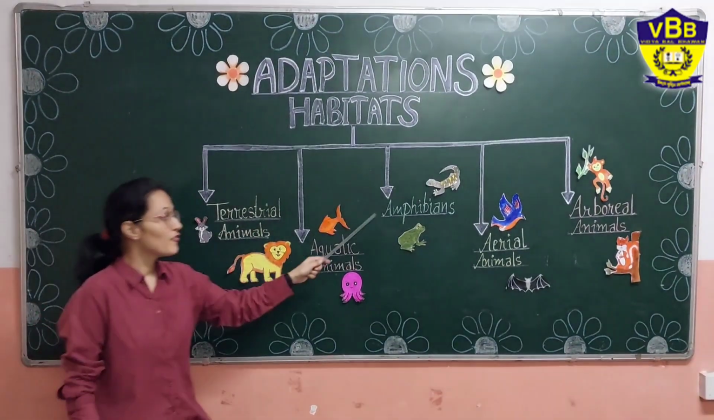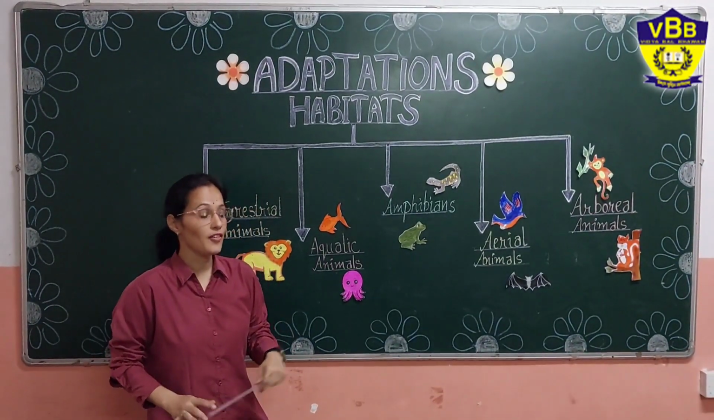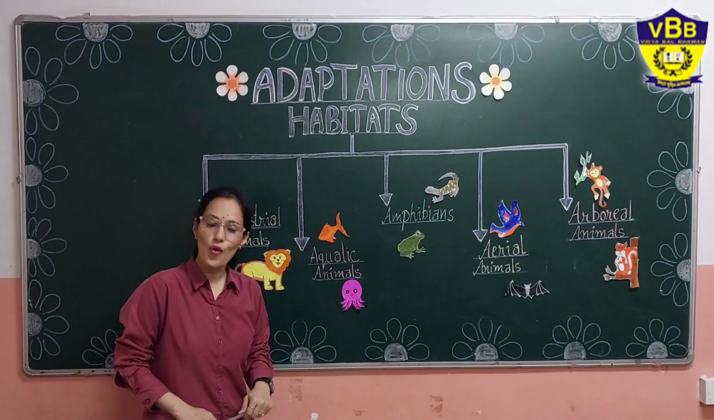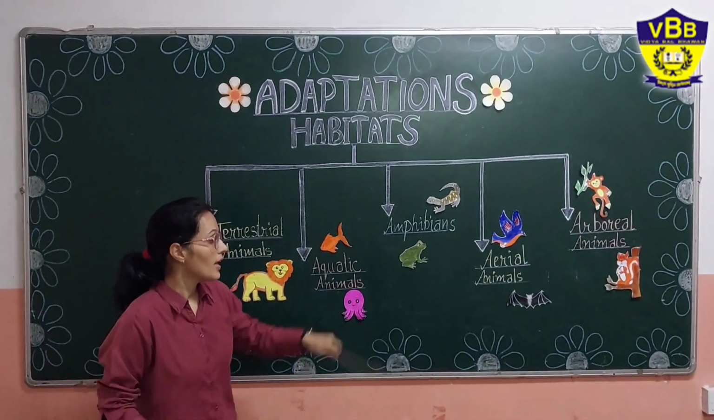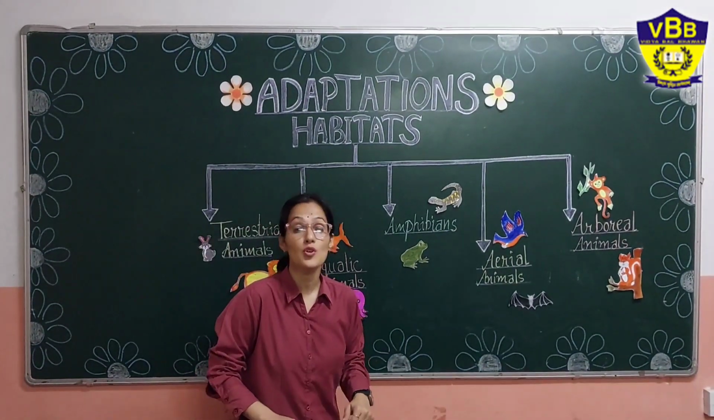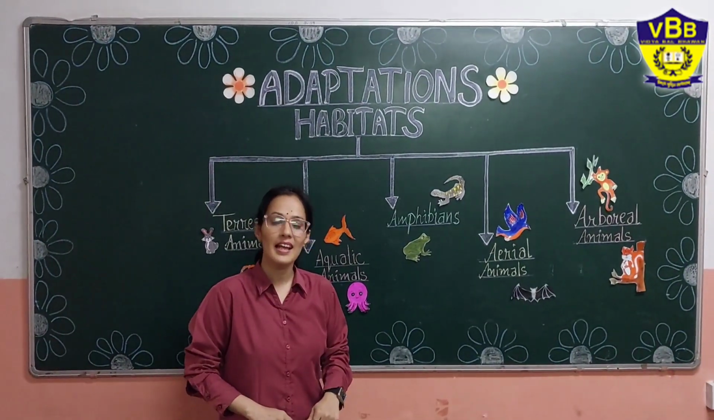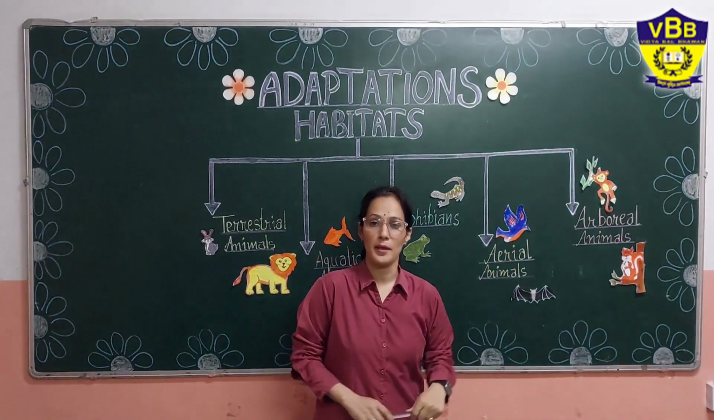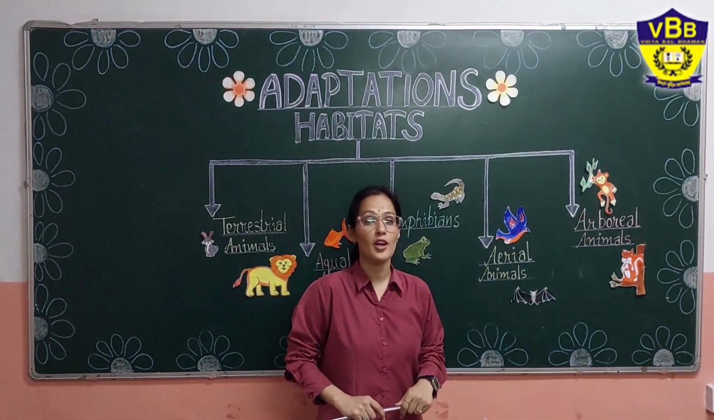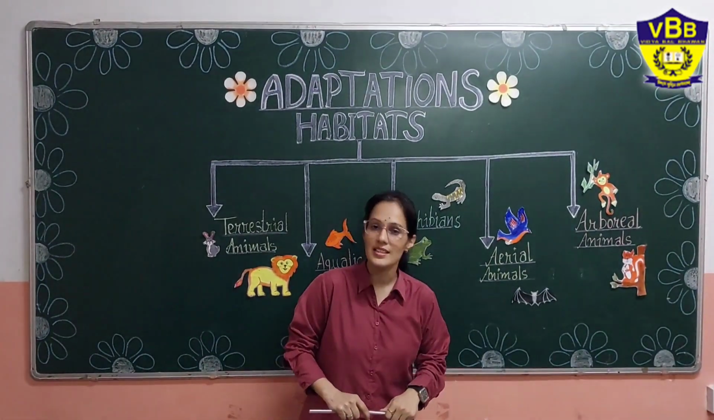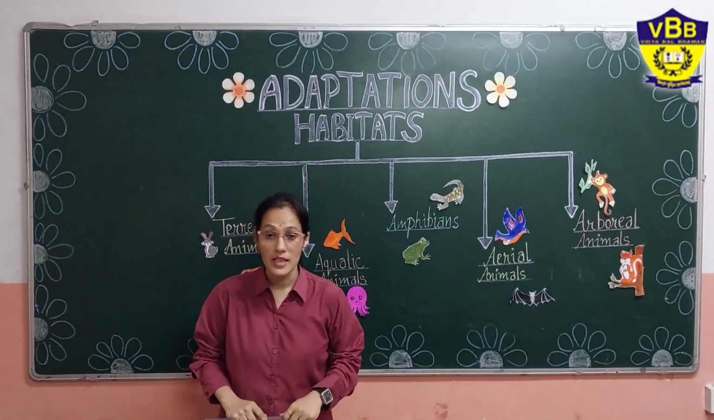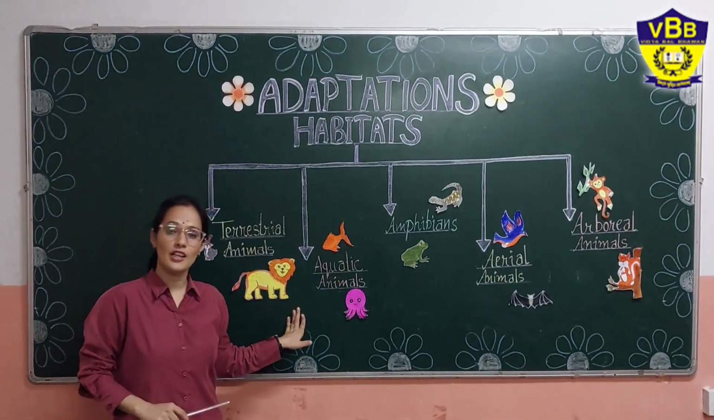water; amphibians, animals who can live on land as well as in water; aerial animals, animals who spend most of their time flying; and arboreal animals, animals who spend most of their time on trees. I hope this concept is clear to you.